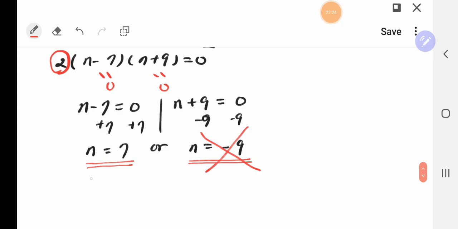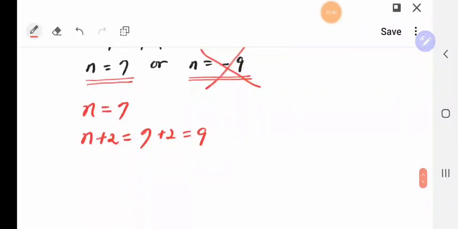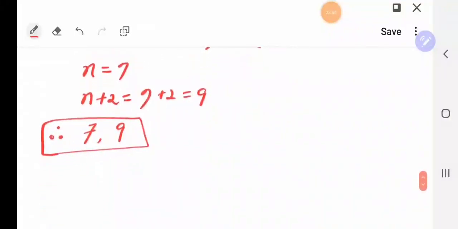That means the first integer is what? The first integer is 7. Then what's the next consecutive odd integer? The next consecutive integer is 2 more than the number 7. So that will be 9. So we want to find those two integers. Two consecutive positive odd integers will be 7 and 9. So this will be the solution. Now negative 9 is not a solution. So those two positive odd integers are 7 and 9.